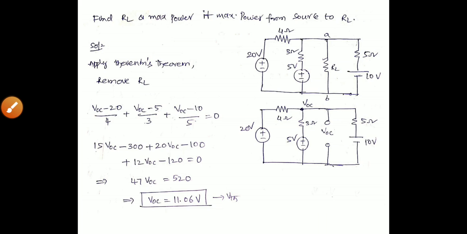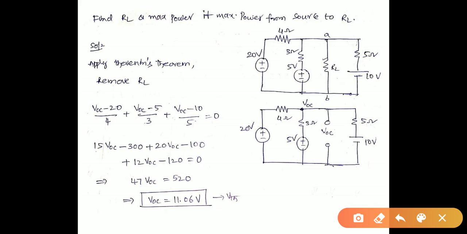Next, to find the load resistance and maximum power if maximum power is transferred from source to load. So here also we have 3 voltage sources, and we want the value of load resistance RL and the amount of maximum power. These are similar models, so we have to calculate the Thevenin equivalent circuit. For that we remove the load resistance, and an open circuit is formed.